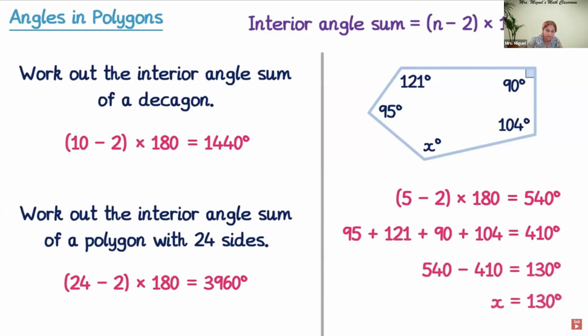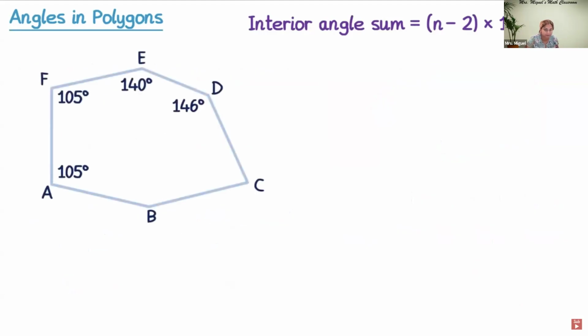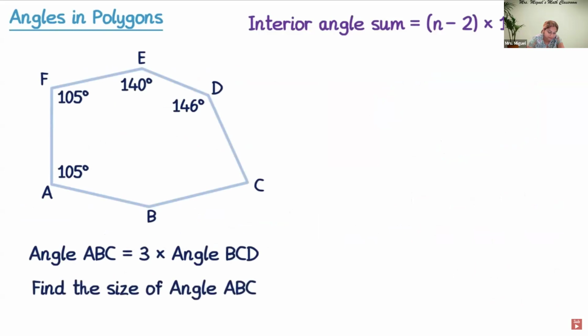Now let's try another example like this, but slightly more complicated. So we've got this irregular polygon here, and we're told that angle ABC is 3 times angle BCD. And we've been asked to find the size of angle ABC. So angle ABC is this one, and angle BCD is this one. Let's call angle BCD x. Now since angle ABC is 3 lots of angle BCD, it's 3 lots of x, and 3 lots of x is 3x.